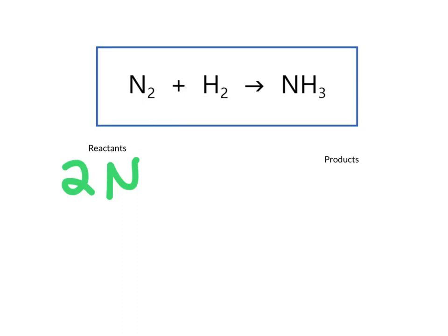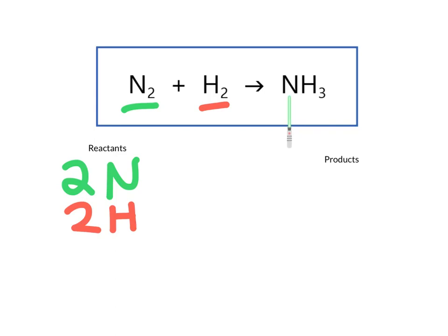We can also look at our hydrogens. Our hydrogens also have 2. This 2 times the invisible 1 gives us 2 hydrogen atoms. So by looking at our left side, we can tell that our equation has 2 nitrogen atoms and 2 hydrogen atoms. Now let's go to the right side, the product side.